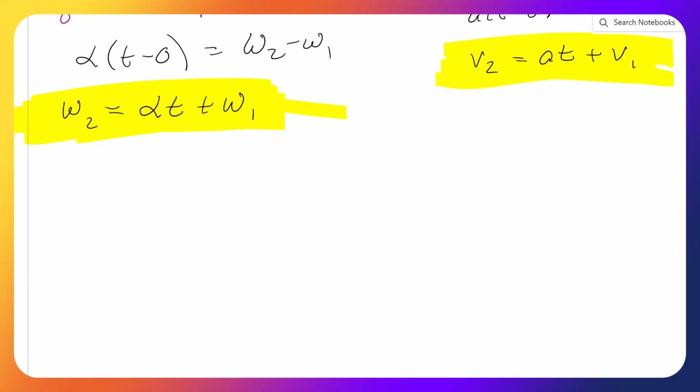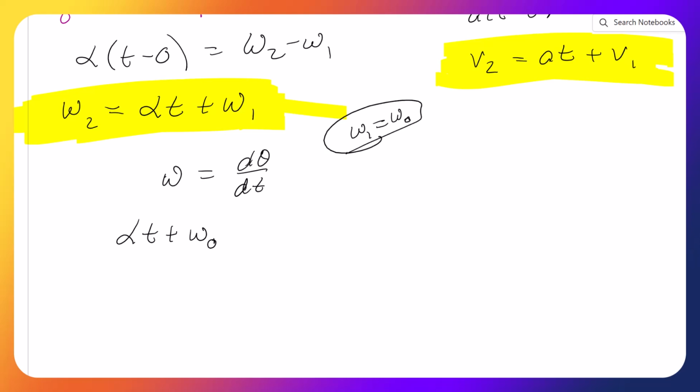Okay, we're going to do the same thing again, where omega is equal to d theta dt. We know omega equals alpha t plus omega 1, some initial omega. I think your book likes omega naught, so omega 1 equals omega naught, in case that bothers you. I'm just making it the initial one. So (alpha t plus omega naught) dt equals d theta, and we integrate from theta naught to theta, and from 0 to t.